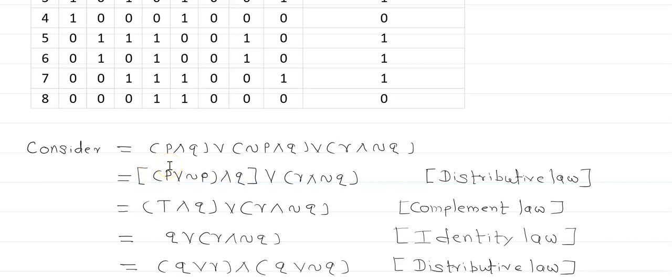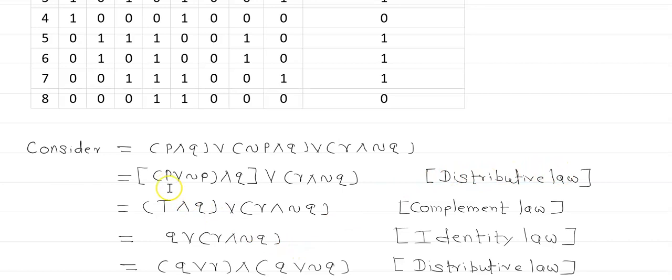Now this is the statement pattern: (P and Q) or (negation of P and Q) or (R and negation of Q). See which is common here. Q is common in these two brackets, P and Q, or negation of P and Q. That is, AND is distributed over the OR, so Q is distributed over the OR. Therefore, this is written by using the distributive law as (P or negation of P) and Q. That is, AND is distributed over the OR here, therefore it is written by using the distributive law.